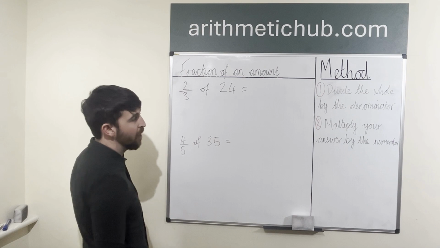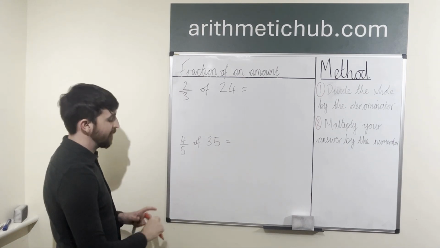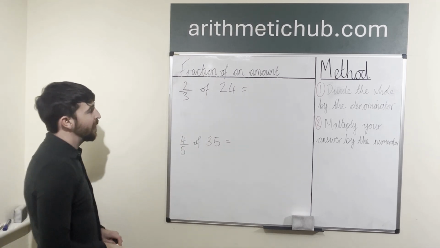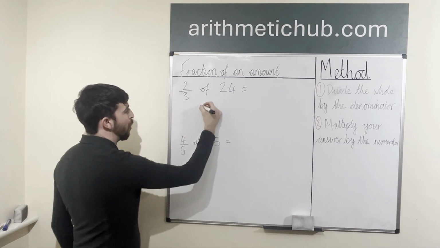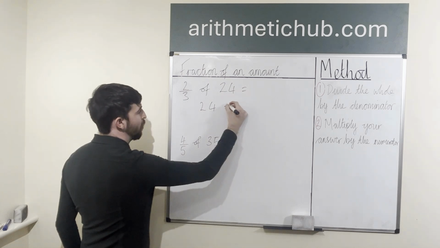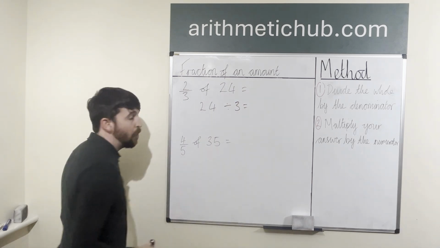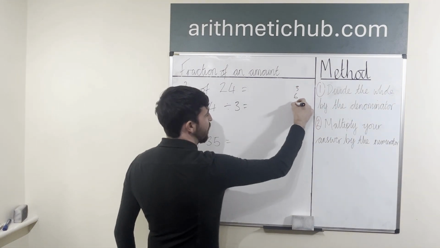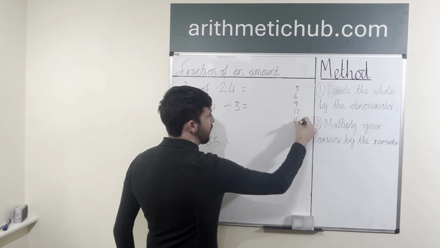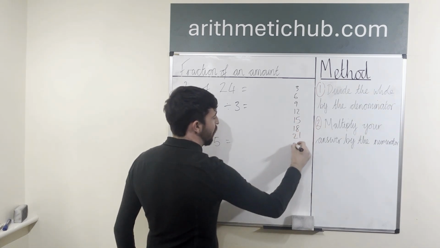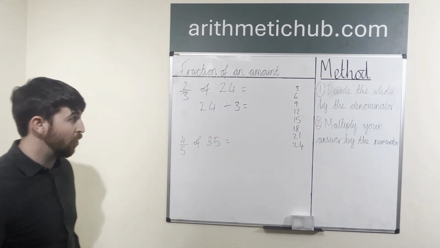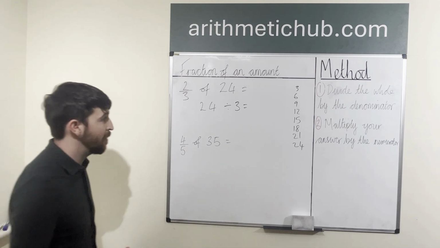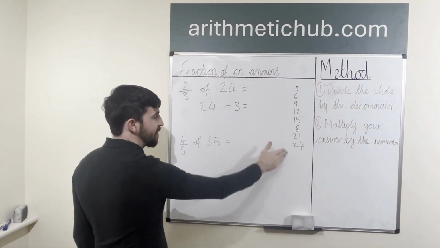Okay, so let's start with the first part. Divide the whole by the denominator. So we have our whole here of 24. We're going to divide it by the denominator of 3. So what we would do first is we would do 24 divided by 3. Now what I can do is I can write down my 3 times tables here. 3, 6, 9, 12, 15, 18, 21, until I get to 24. Or I can just do 24 divided by 3 if I am really confident with my 3 times tables. But let's use this now we've got them written down.